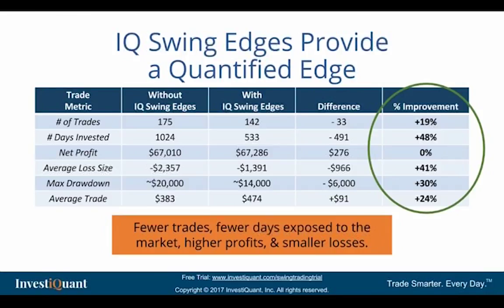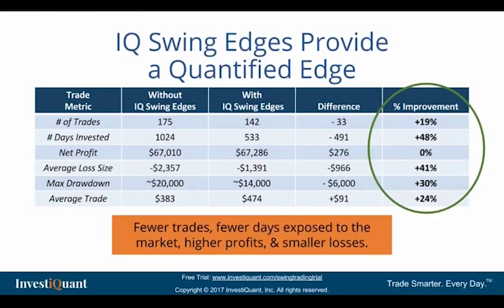Net profits are almost identical, pretty amazingly. Average loss is substantially smaller if you're demanding to have swing edges on your side. Max drawdown is substantially lower, and the average trade is 24% bigger. So fewer trades, fewer days exposed to the market, higher profits, smaller losses. That's what you want when you're adding filters, right?